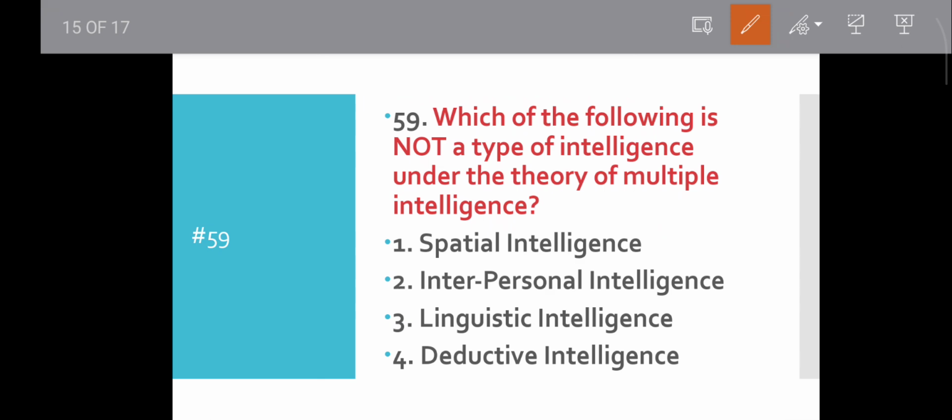Which of the following is not a type of intelligence under the theory of multiple intelligences? Multiple intelligences was given by Howard Gardner. He gave 7 intelligences; the later 2 are naturalistic and existential. So which among them is not? Spatial intelligence is one of the intelligences. Then interpersonal intelligence, yes. Linguistic intelligence, yes. Deductive intelligence? Howard Gardner does not say anything about deductive intelligence, so it is not included. Option 4 will be the correct answer. Move to the last question.